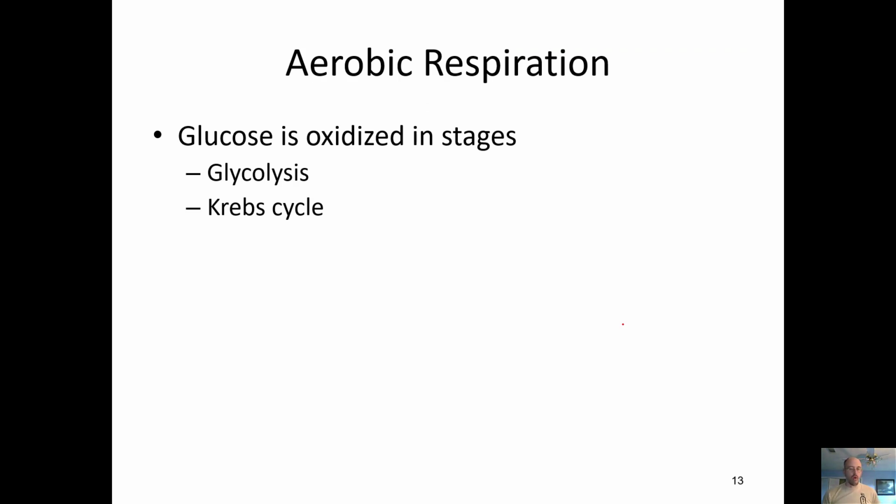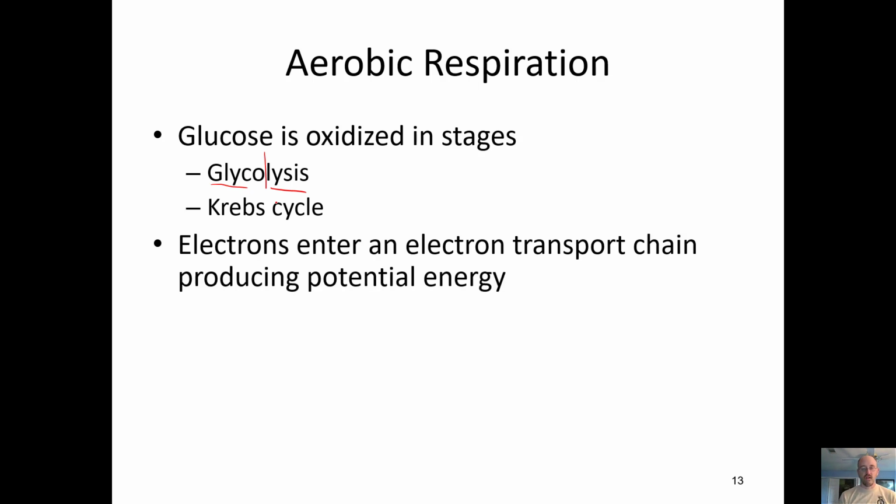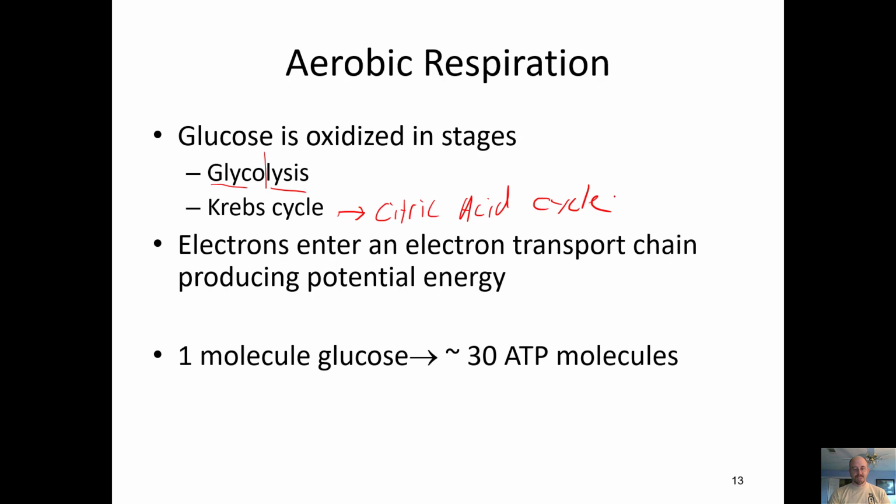Okay, so aerobic respiration, which is the theme of this chapter, aerobic means with oxygen around, is broken down into a few steps. Glycolysis is the first step. Lysis means to break, and glyco means sugar, so this is the breaking of sugar. Then the Krebs cycle, also known as the citric acid cycle. And then the electron transport chain.